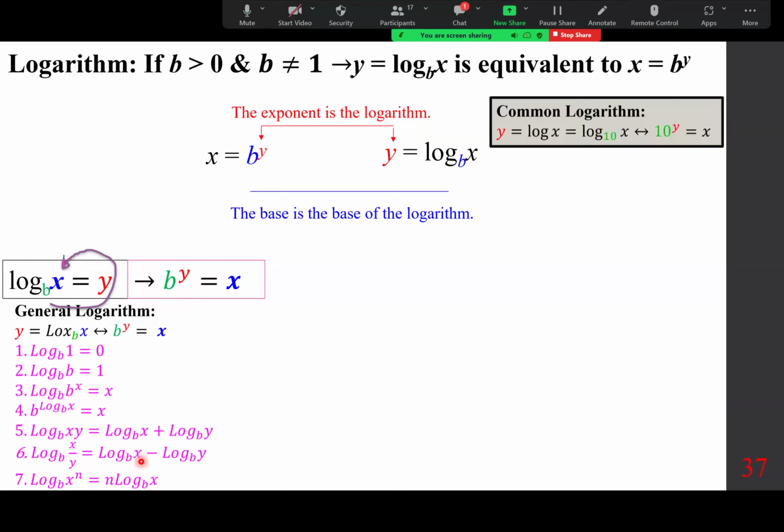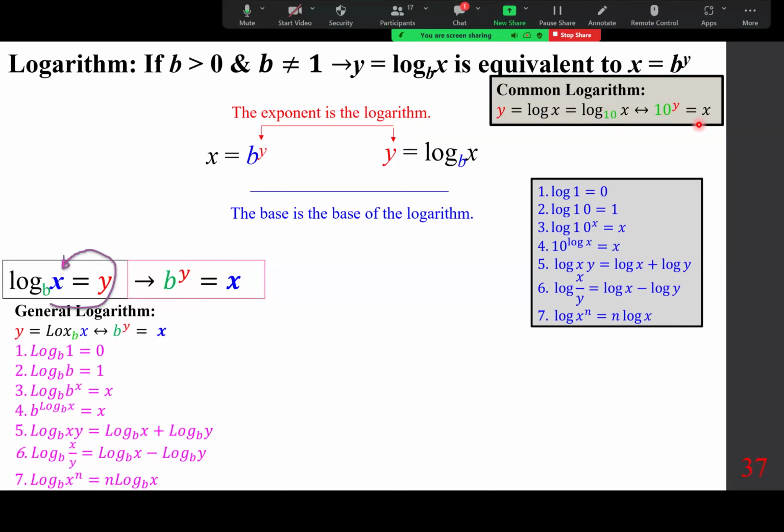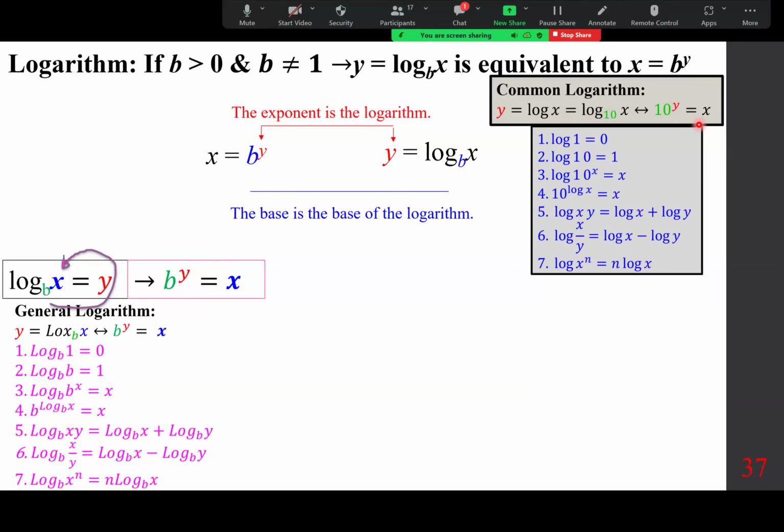Now, when we go to common log, log x base 10, we don't write the base. We just write log, and that means common log. The base is 10. Therefore, instead of b to the power of y, we have 10 to the power of y equals x, giving rise to those properties. And I hope we can make the transition from here to here.